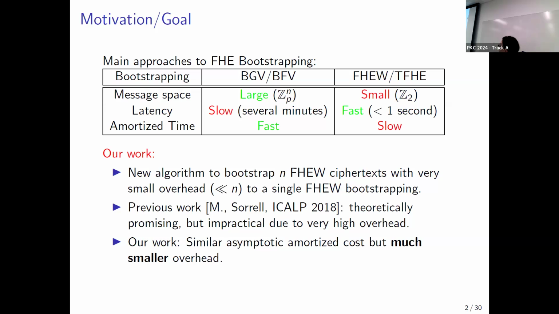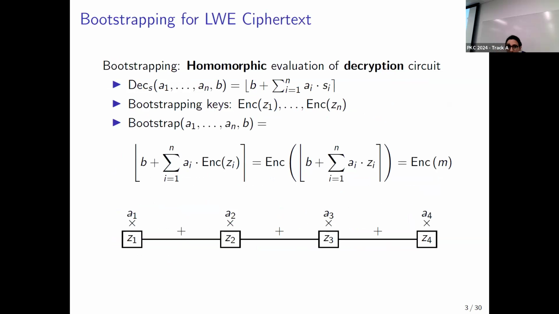So the work that we did is actually inspired by some previous work from Sorel and Micciancio, which was published in 2018, where they presented a first algorithm for amortized bootstrapping, which was theoretically very promising, but the main barrier to their algorithm was that it was very impractical due to a very high overhead. So the work that we did in this paper was to obtain better, but somewhat similar asymptotic amortized costs, but with a much smaller overhead.